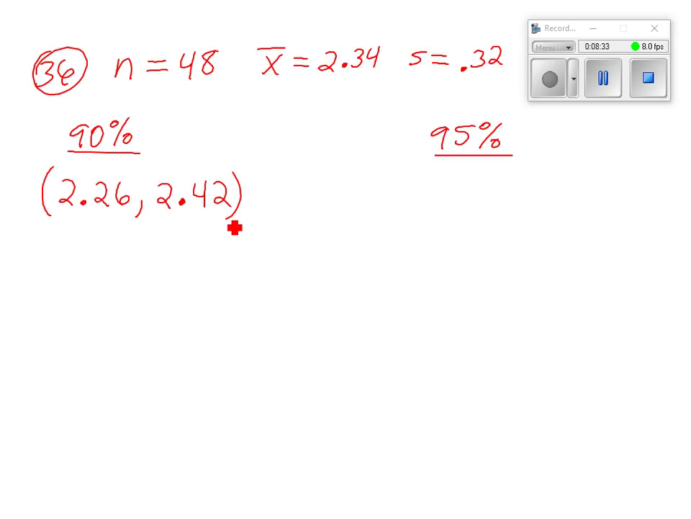So all we've got to change on our calculator this time, I think all the calculators are that way, right? Not just mine, I want to make sure. So all we've got to change this time is instead of putting in 0.90, we put in what? 0.95. 2.25? 2.43. So what's that telling us? Explain that to me. We are 95% confident that the mean of all the gas stations would fall in between $2.25 and $2.43.